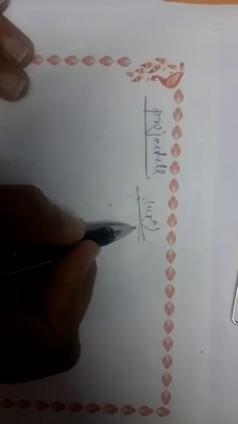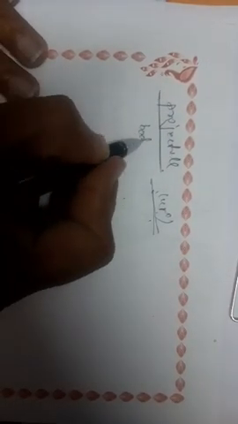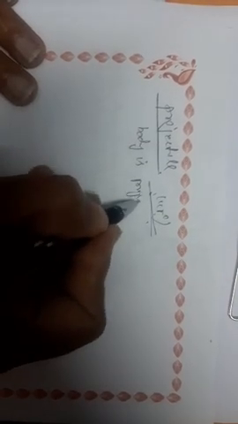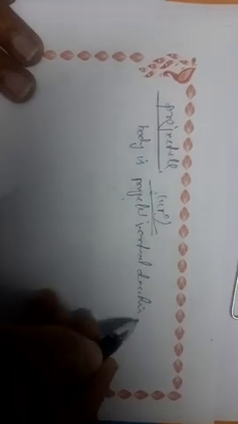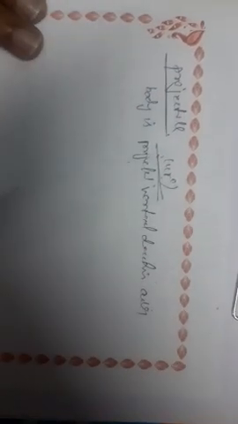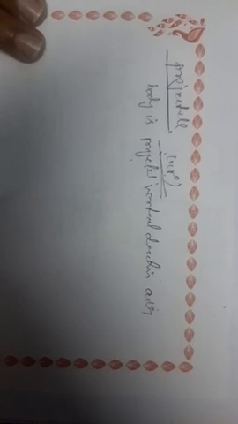These are the examples of a projectile. The projectile means the body is projected in a vertical direction in presence of air. What are the examples? So many examples are there: the ball hit by a bat, the bullet, the firing of a gun, and the football kicked on the ground. Okay now, so many examples are there.